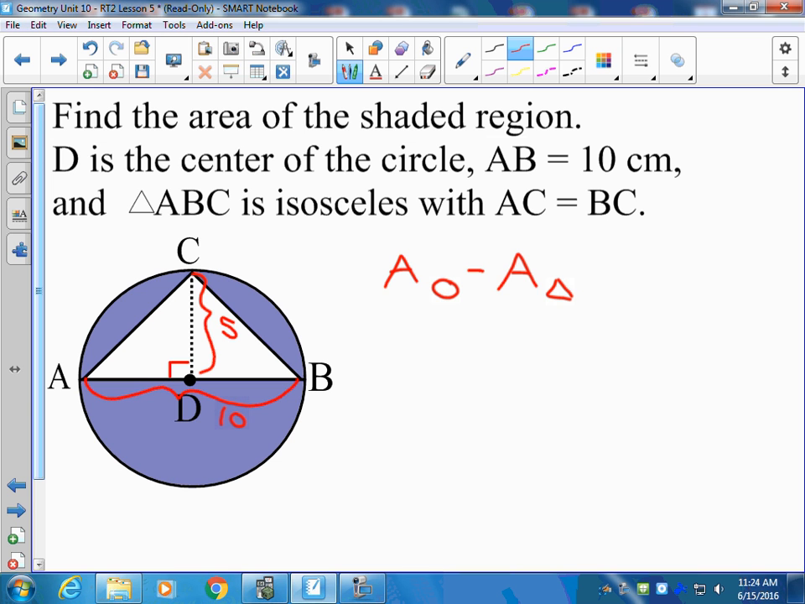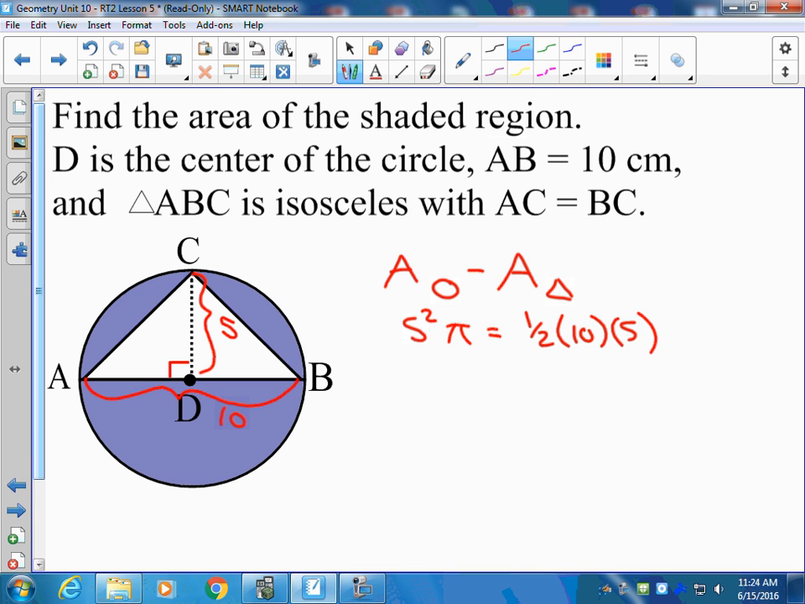Area of our circle is pi r squared, so radius 5 squared times pi. Area of our triangle is 1/2 base times height, 1/2 times 10 times 5. Lost track there for a second.